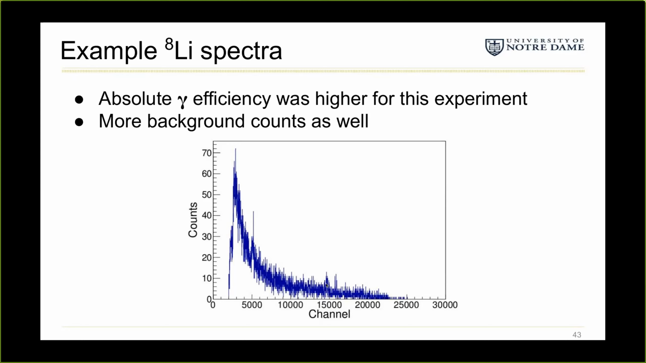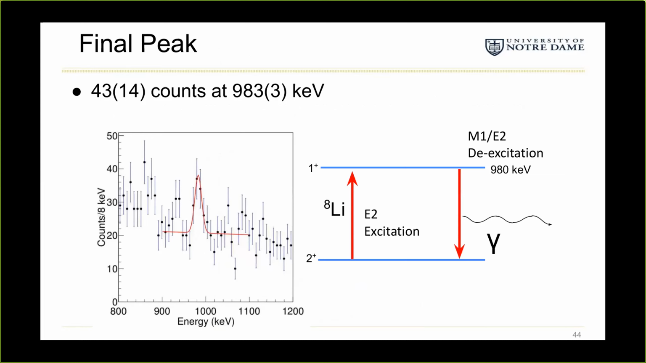However, we are able to use the very good timing resolution of the lanthanum bromide and silicon detectors to cut out a lot more of this background. And we're then able to find a final peak of 43 plus or minus 14 counts, seen here in this figure on the left. This peak is positioned at 983 plus or minus 3 keV, which is within uncertainty of the fit of this 980 keV line that we know is the excitation line in lithium-8.